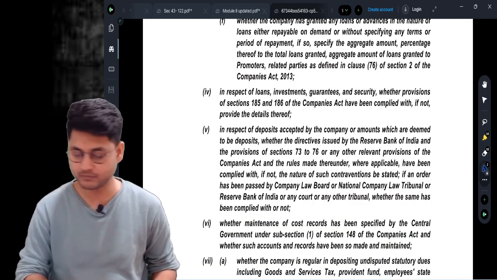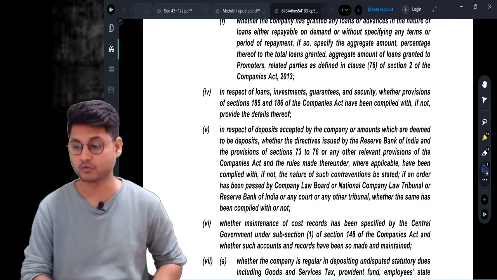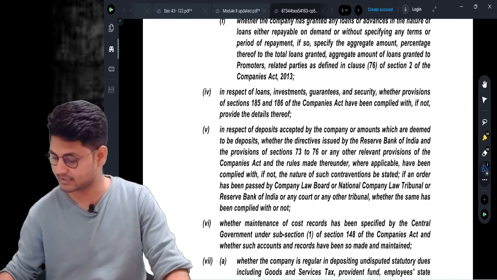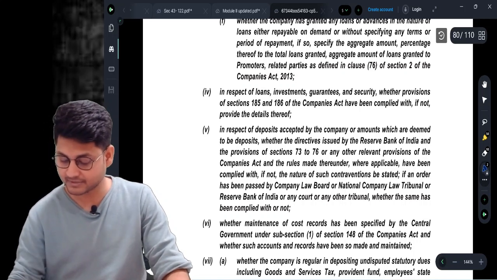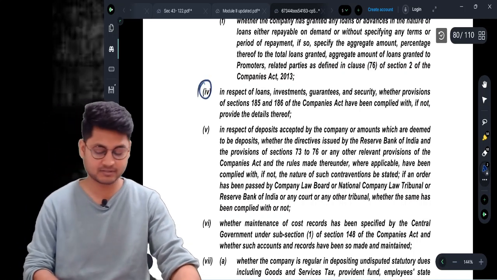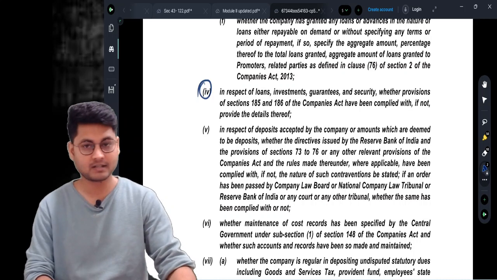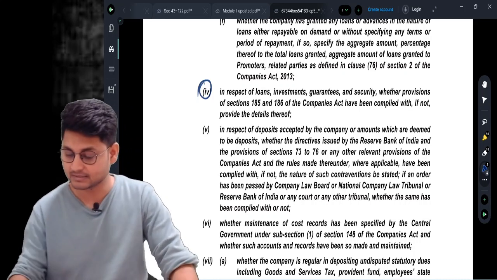Yes, we can just continue with clause number 4. Out of 21 clauses, we are done till clause number 3. Now, we are going to start with clause number 4, along with notes, we are going to write.